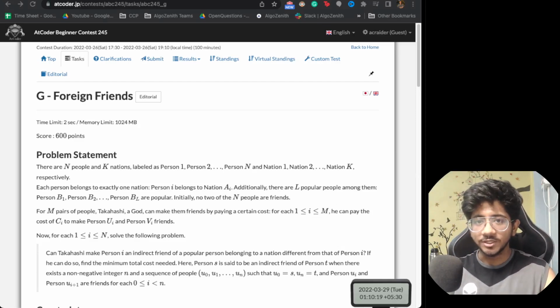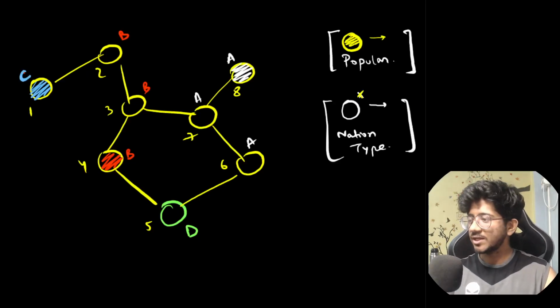Let's move into the drawing board and understand how to solve this. So the setup that we are given is something like this. This is just a demo graph, and we have these nodes as the persons, 1, 2, 3, 4 up till 8 persons. If something is shaded, it's a popular person, and the colors or the namings B, C, D, A denote the nation type. Okay, and the numbers denote the persons.